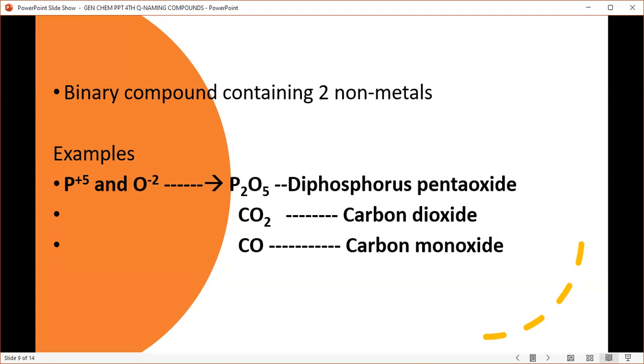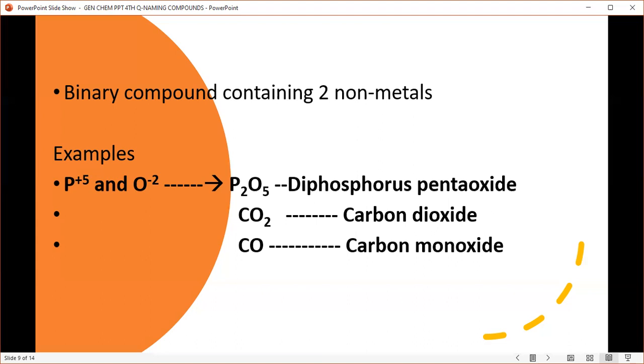So that's carbon dioxide. For CO, we have, of course, 1 for each element. So that's going to be simply carbon, not monocarbon. And then we have 1 also for oxygen, that's mono. So mono is 1, and we have the stem of the name of the second element, ox, and then we just simply add the suffix -ide.